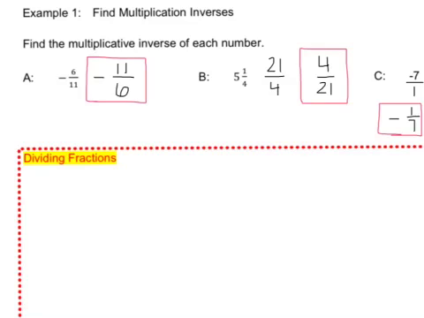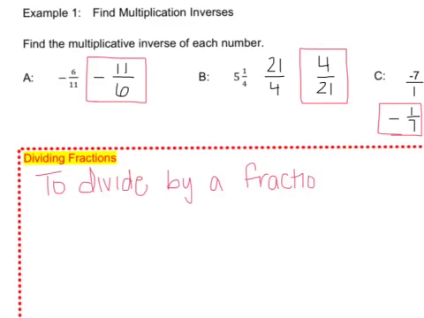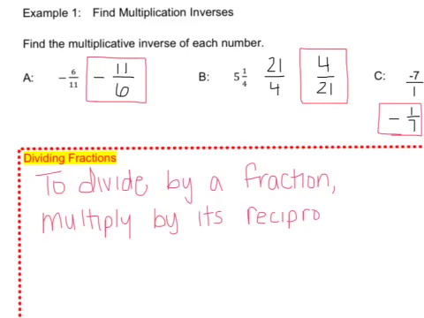You will use the multiplicative inverse, the reciprocal, to divide fractions. When you are dividing fractions, what you really need to do is multiply by the reciprocal. Okay, so for dividing fractions, to divide by a fraction, comma, multiply by its reciprocal. Okay, so you never really divide fractions. Instead of dividing, you multiply by the reciprocal.